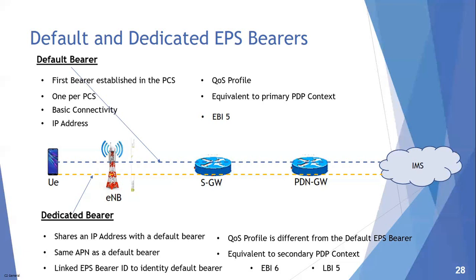The dedicated bearer will have a quality of service different from the default bearer, because if they had the same quality of service, then there is no need to do this dedicated bearer. Why would I do a dedicated bearer? It's because I want to send or move packets which have a quality of service different than the quality of service of the default bearer.